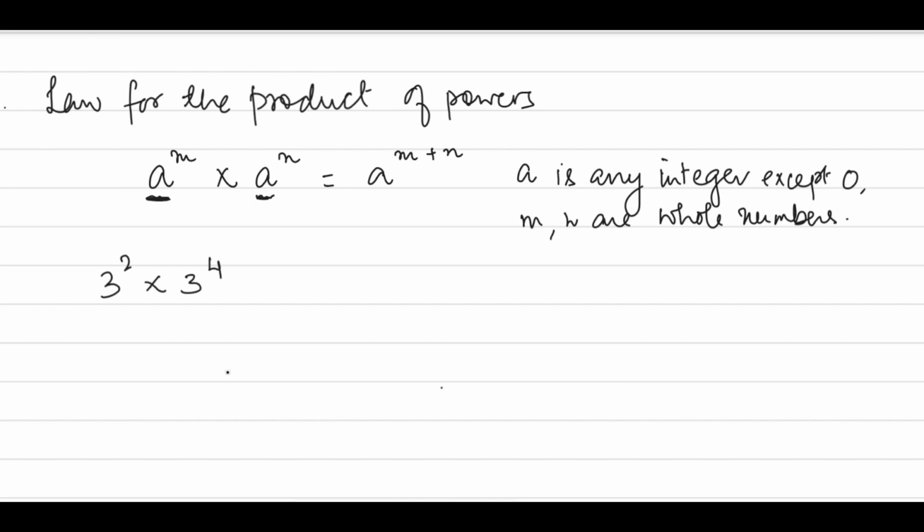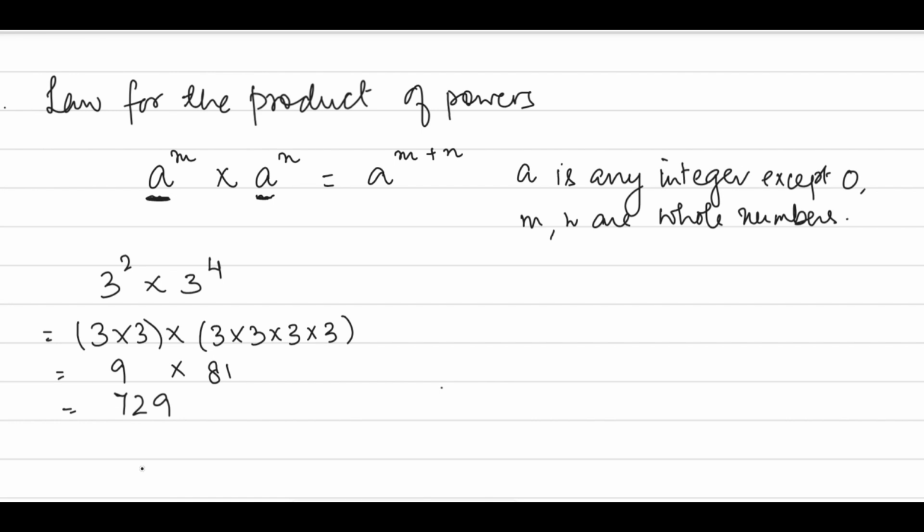Now many students can argue, okay, this is pretty simple. I can do 3 square as 3 times 3 and 3 exponent 4 as 3 multiplied by itself 4 times. 3 times 3 is 9 and 3 multiplied by itself 4 times is 81.